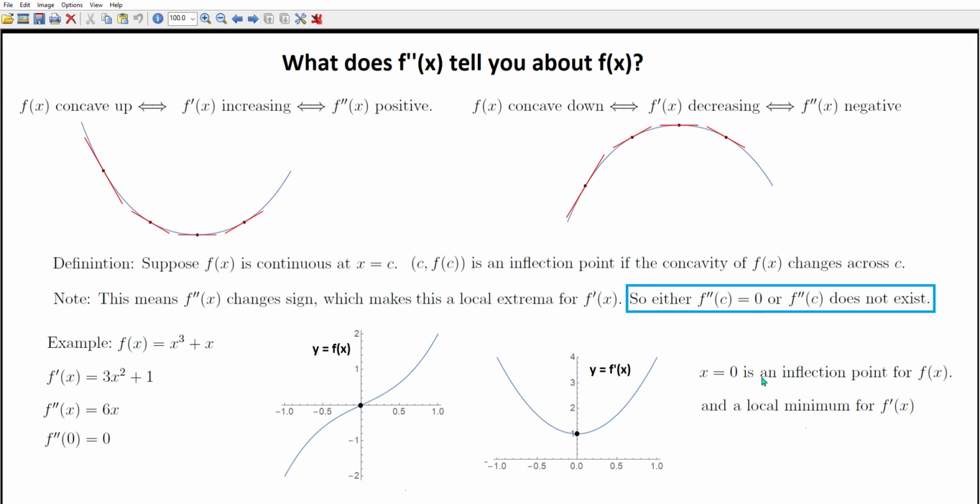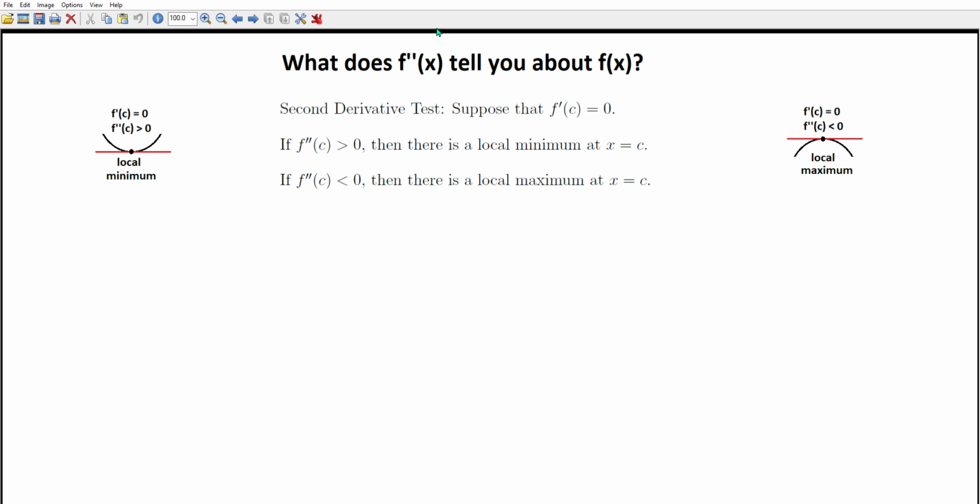So x equals 0 is an inflection point, and it's a local minimum for the first derivative. We can use the second derivative to test whether critical points of the function are local maxima and local minima, and we do that using something called the second derivative test. And the way it works is as follows.